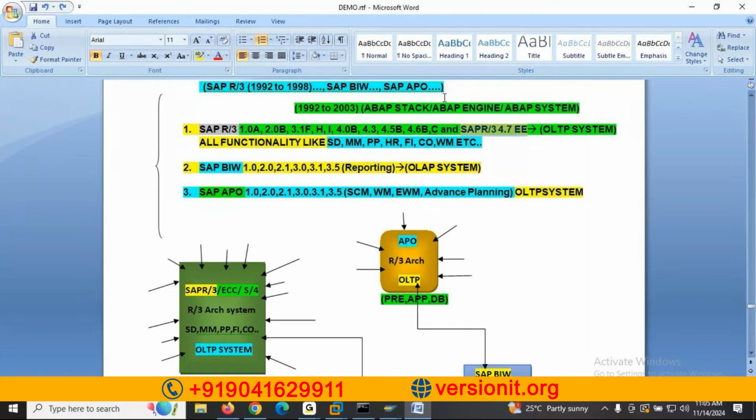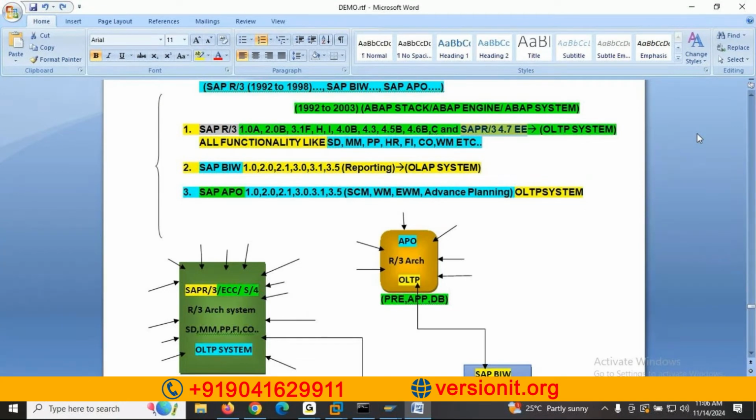Now, write down this system or this software. Guys, when you load this software in a system, this becomes this system. This system is a core SAP system.